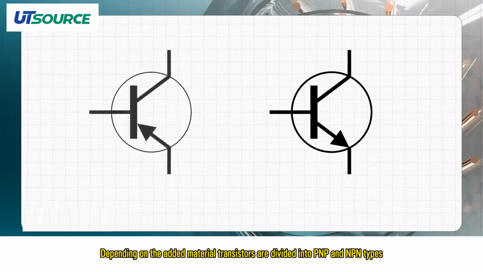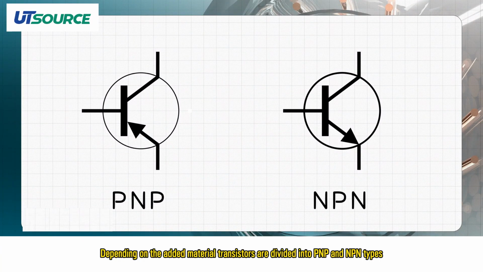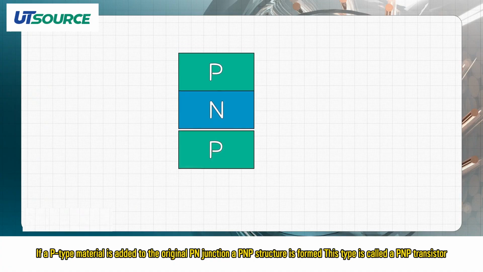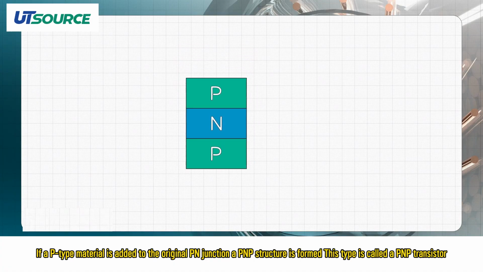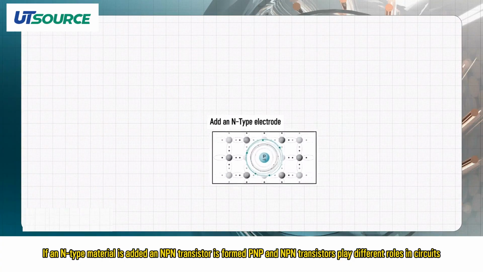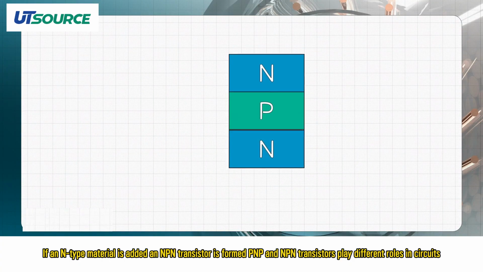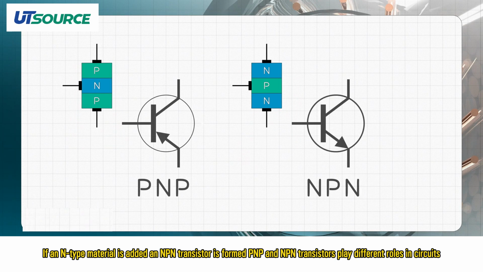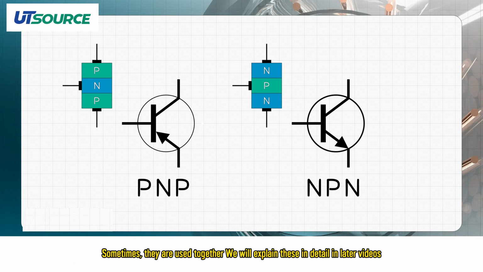Depending on the added material, transistors are divided into PNP and NPN types. If a P-type material is added to the original PN junction, a PNP structure is formed. This type is called a PNP transistor. If an N-type material is added, an NPN transistor is formed. PNP and NPN transistors play different roles in circuits. Sometimes they are used together. We will explain these in detail in later videos.